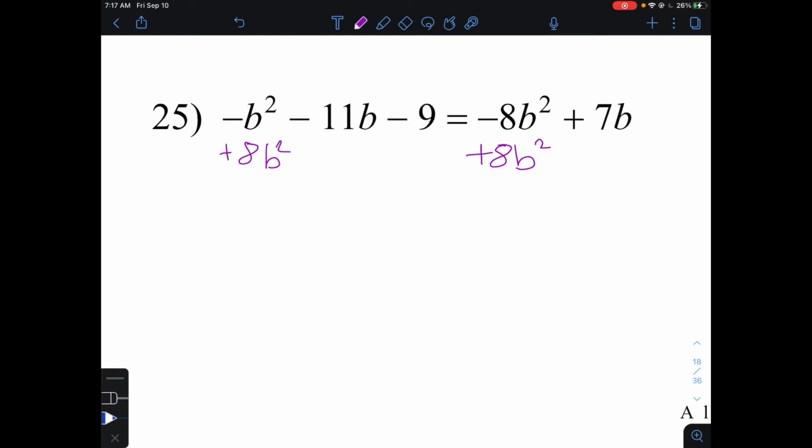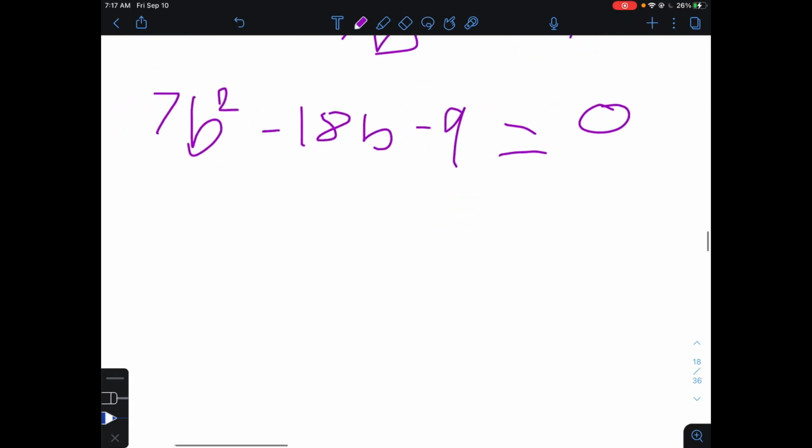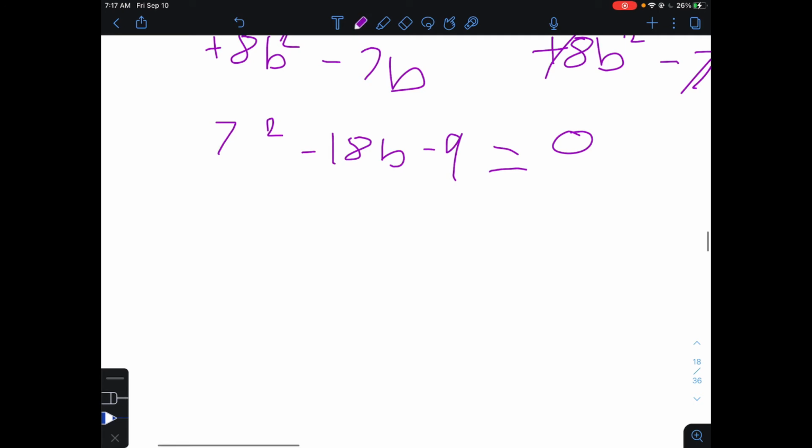All right, and then I'm going to go ahead and subtract 7b. So these guys go away, and I get 0 over here. And then I get 7b squared minus 18b minus 9, okay?